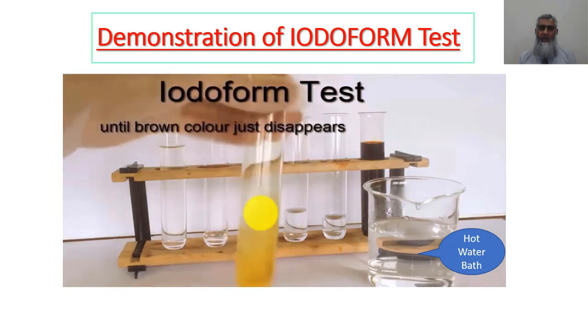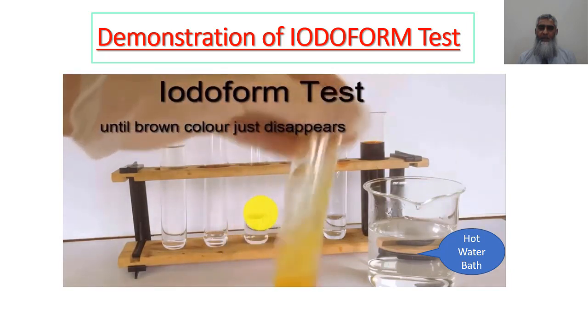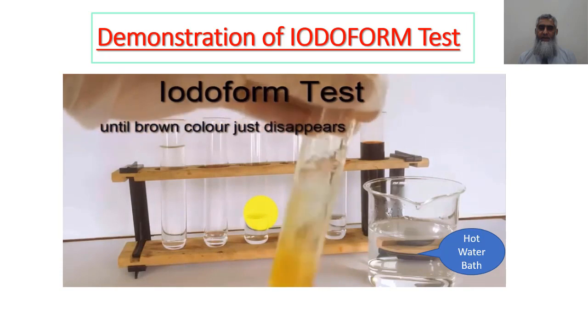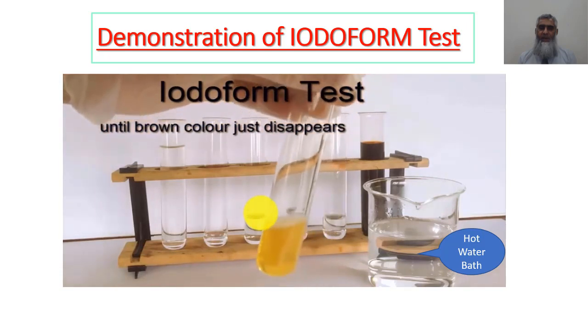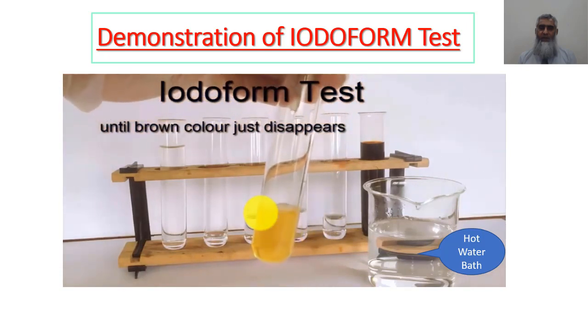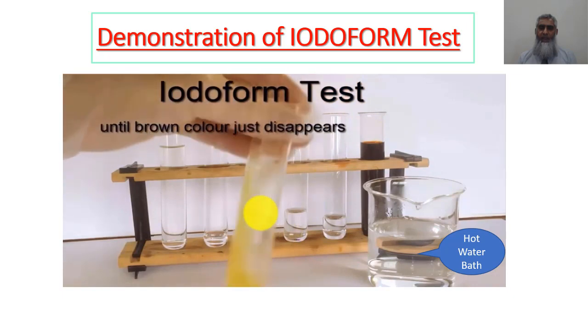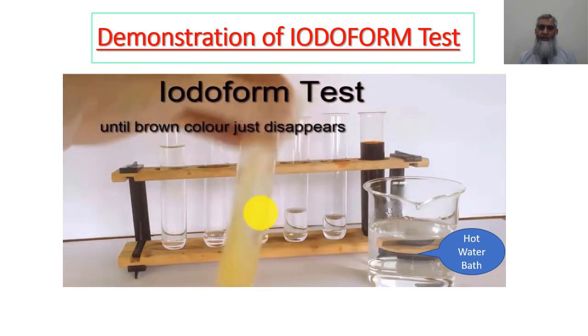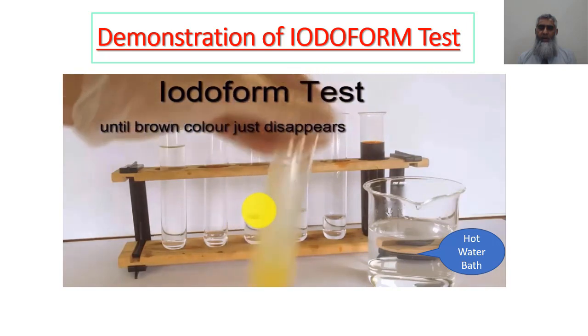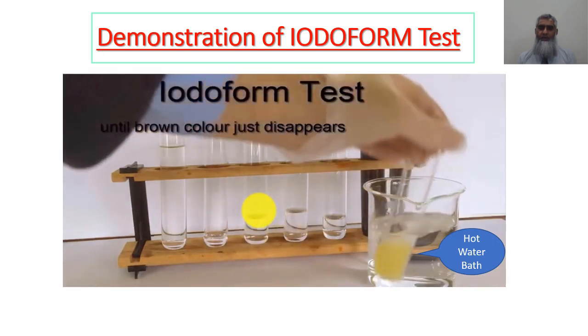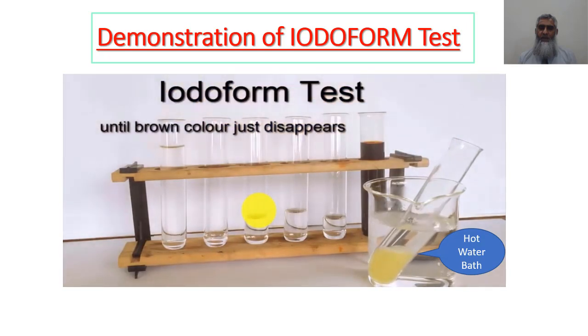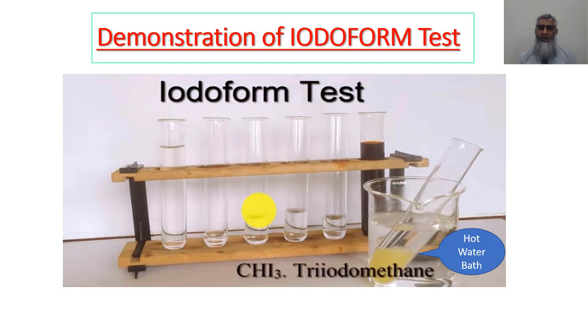The reaction will continue until the brown color just disappears. When the brown color of iodine disappears, add this test tube into a hot water bath, because the formation of yellow crystals or precipitates of triiodomethane or iodoform will occur at high temperature.